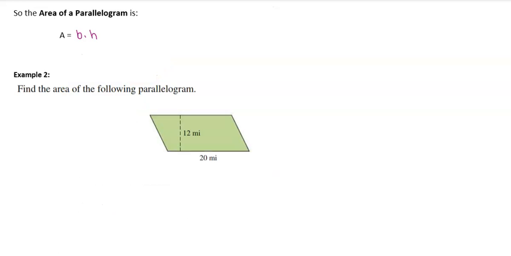So I don't have one for you to try. If you would like to try this one before I do it, this is the only example for a parallelogram, so give it a shot. Pause the video and come back and watch me do it.